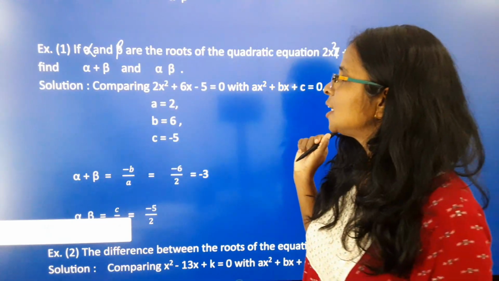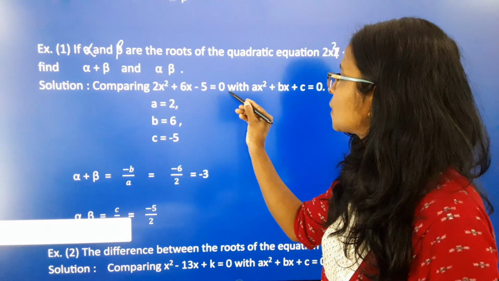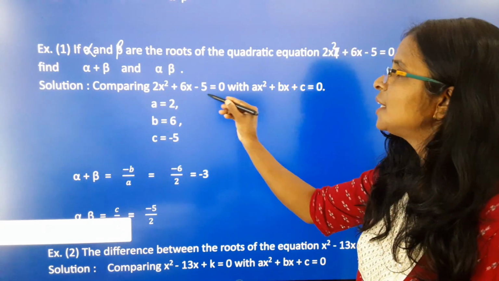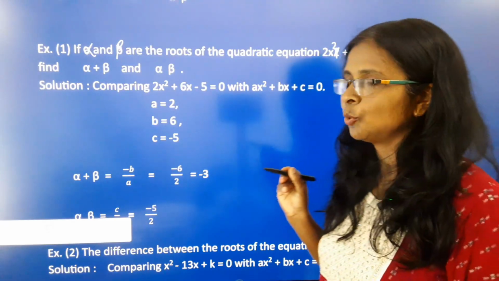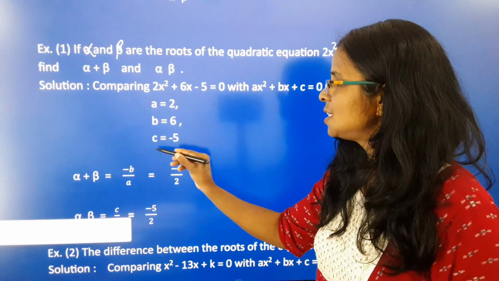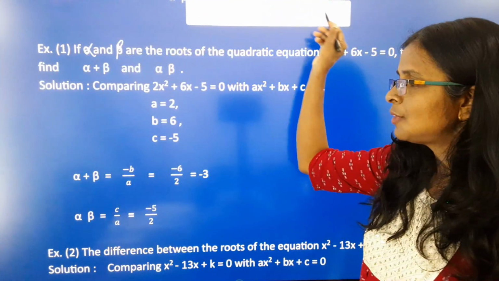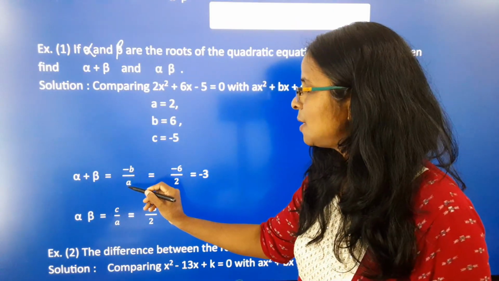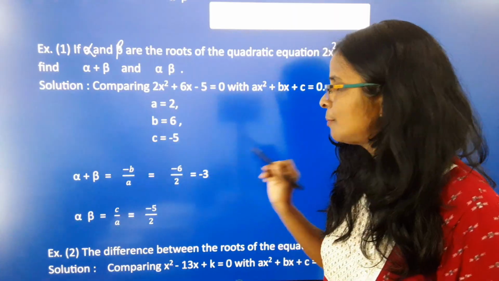The given quadratic equation is, students, 2x square plus 6x minus 5 is equal to 0. So compare this equation with ax square plus bx plus c is equal to 0. Okay, so now here a is equal to 2, b is equal to 6, c is equal to minus 5. So alpha plus beta is equal to minus b upon a, so minus of 6 upon 2, which is equal to minus 3.